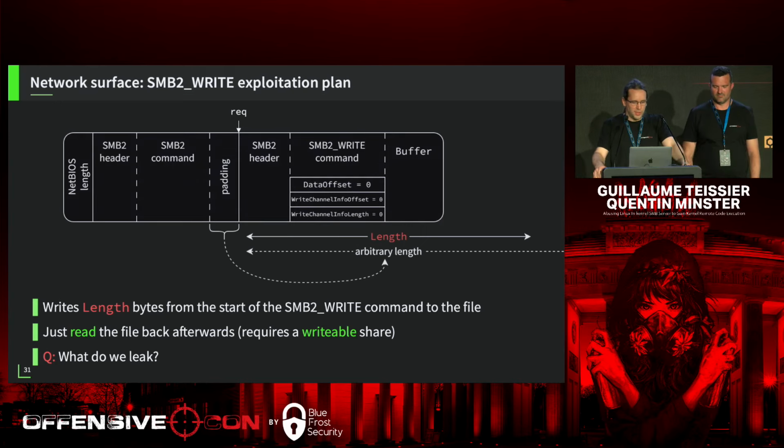And we will be able to write data from out of the bounds of the request into the file. That's a leak. So after we do that, we just have to read the file back. And the next question would be, what do we actually leak at this stage?